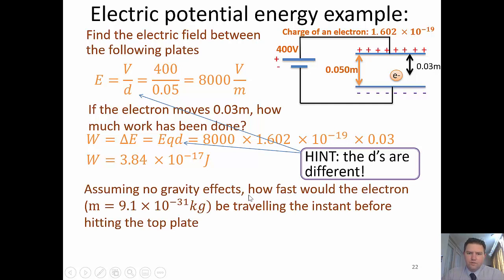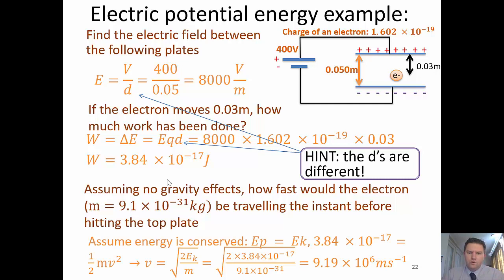Assuming there are no gravitational effects, how fast will the electron be moving? This is often the merit or excellence question, and so we're going to be using the Year 11 idea of conservation of energy, that potential energy equals the kinetic energy. We're going to say that this number here, 3.84, is going to equal a half mv squared, and we do some algebra. You can simply type that into the graphics calculator if you're not very confident in your calculations, and you'll get a speed of 9 times 10 to the 6 meters per second. Those charged particles can actually move quite fast.